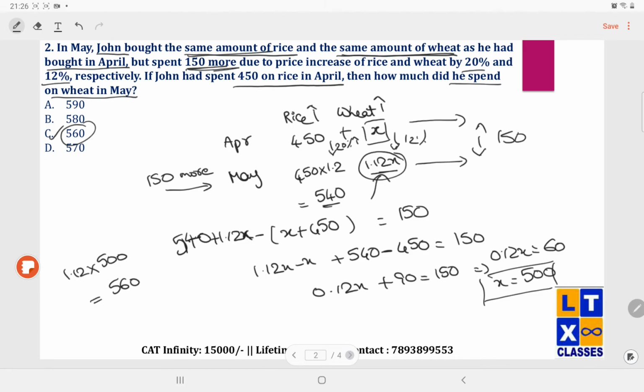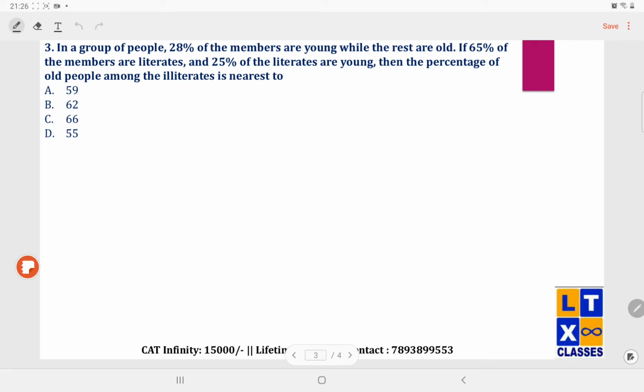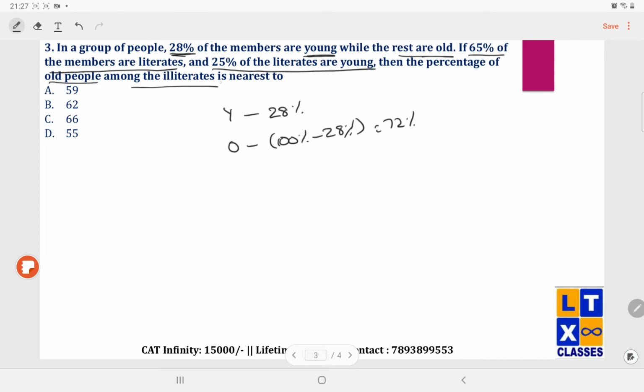Let's go to the next question. In a group of people, 28% of members are young while the rest are old. So we can easily say if young is 28%, the rest are old, which is nothing but 100% minus 28%, which is 72%. If 65% of the members are literates and 25% of the literates are young, then what is the percentage of old people among illiterates?